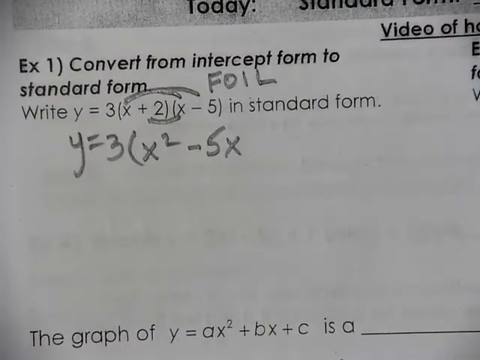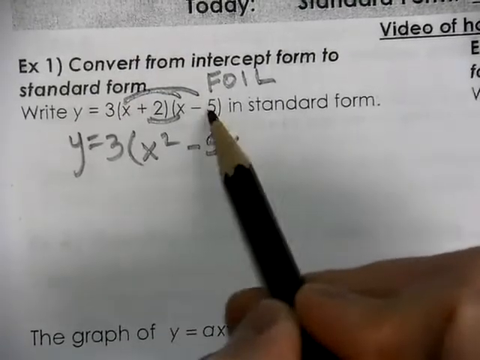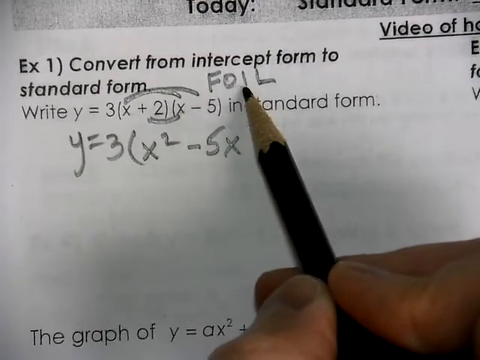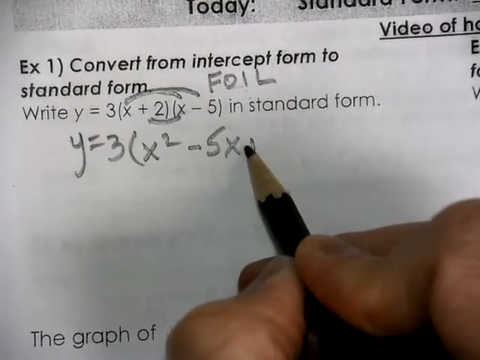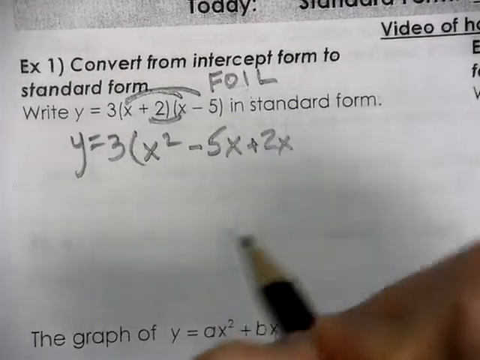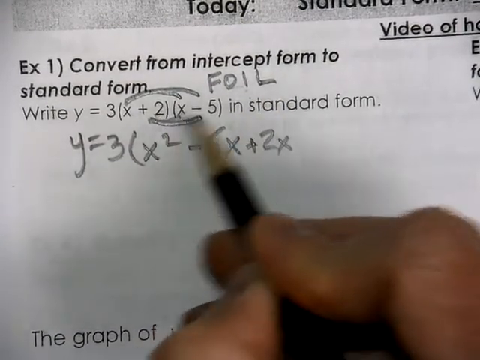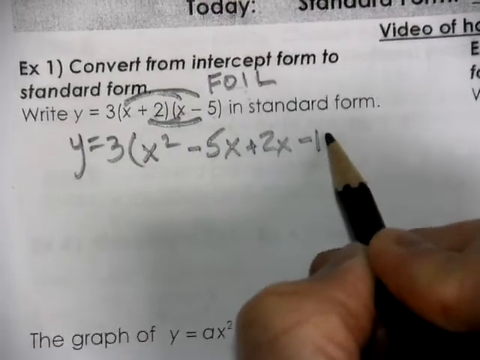Two times x, which would be the inner. Those are the two inner portions. The x and the 5 were the outer. The 2 and the x are the inner. That would give you 2x. And then the 2 times 5, which is the last, 2 times negative 5 gives you negative 10.